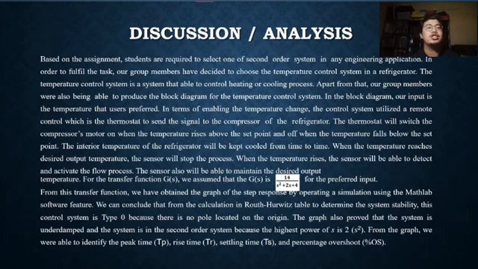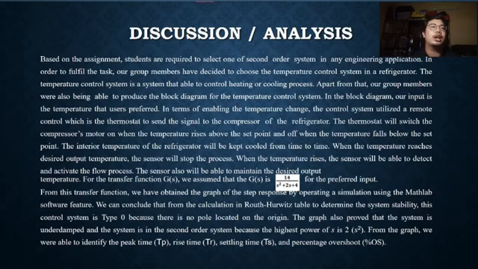When the temperature reaches the desired output, the sensor will stop the process. When the temperature rises, the sensor will be able to detect it and activate the flow process back. The sensor will also be able to maintain the desired output temperature. Next, for the transfer function, we assume that G(s) is 14 divided by s squared plus 2s plus 4 for the preferred input. From this transfer function, we obtained the graph of the step response by running a simulation using the MATLAB software feature.